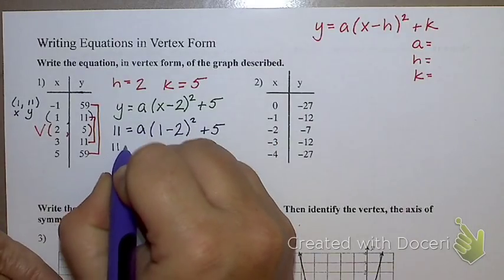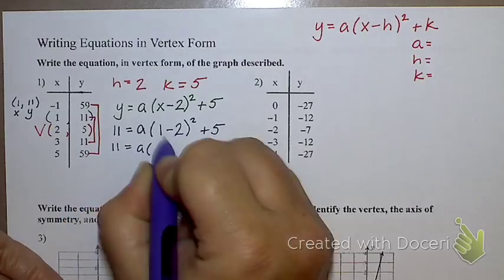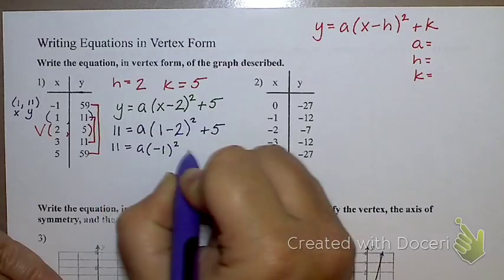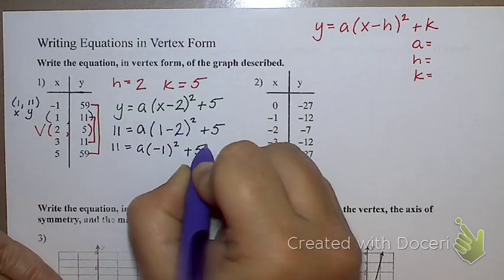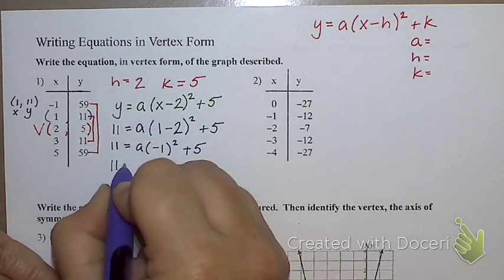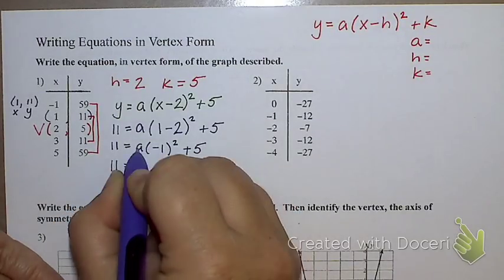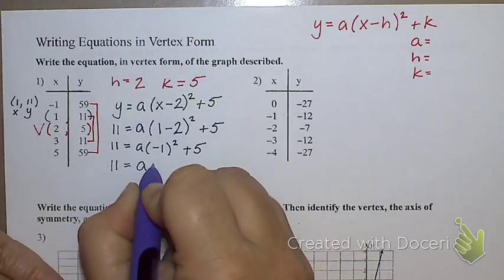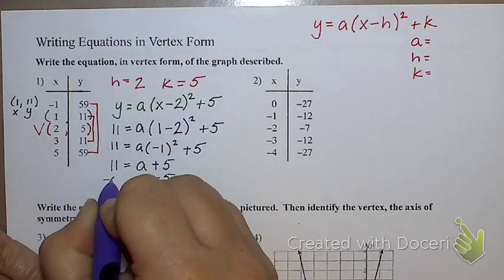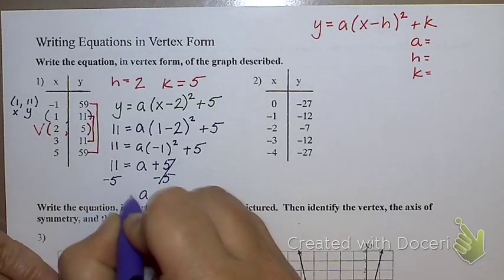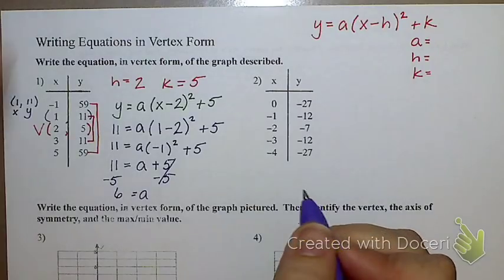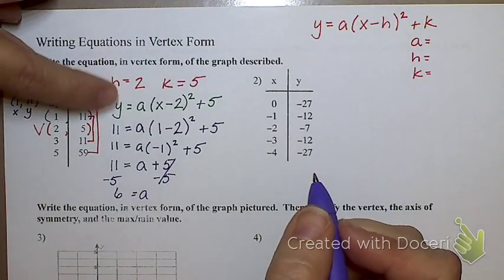So 11 equals a times what? 1 minus 2 is negative 1, squared, plus 5. What is negative 1 squared? 1. So what's 1 times a? 1a. I'm going to subtract 5. And what does a equal? 6.